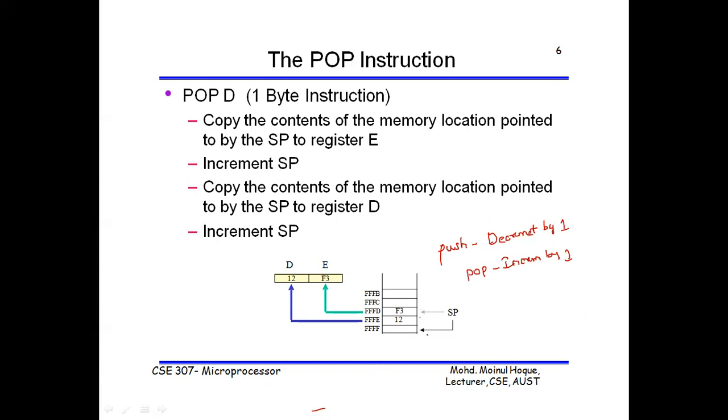Increment means first the contents of the memory location pointed to by the SP go to the register. This SP is nothing but the stack pointer. So first this F3 data will go to the lower byte, and then we increment, so now the stack pointer will be pointing here, and this data, the 12, is going to be stored in the higher byte, that is D. This is how we pop the instructions, pushing and popping.